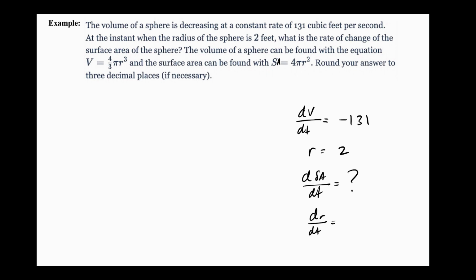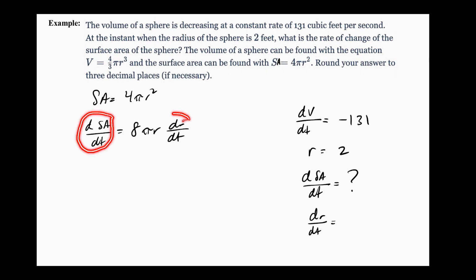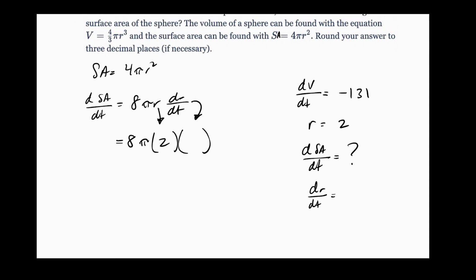So I'm going to start with what they want. They want surface area. The question is, what is the rate of change of surface area? So I'm going to find the derivative of surface area, which is 8 pi r dr/dt. And I run into the problem that I figured I was going to run into: this is a variable, I don't know what that is. I know what r is, 2, but I don't know what dr/dt is. So how am I going to alleviate that? I have to use the other formula they gave me, which is volume.